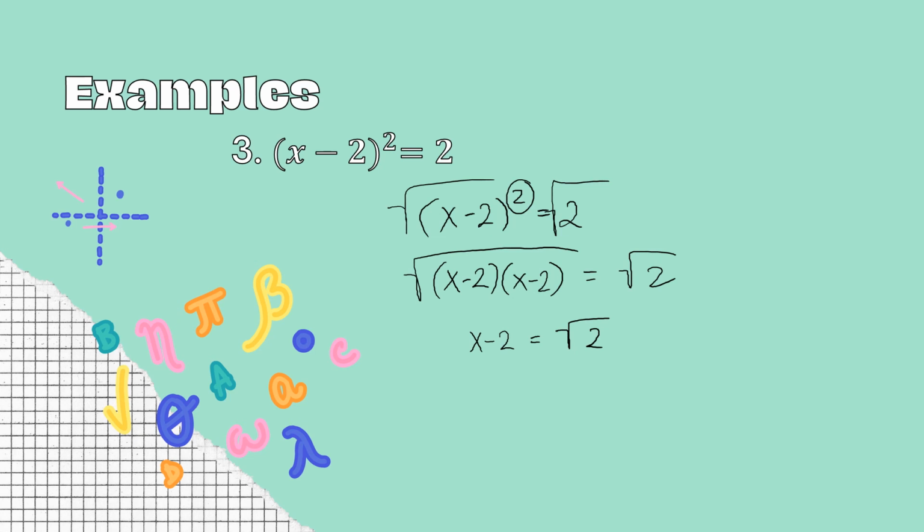Now, we need to leave x at the left side. So, we add positive 2 on both sides. So, you have x minus 2 plus 2 is equal to square root of 2 plus 2. Therefore, our x is equal to positive, negative, square root of 2 plus 2. Or you can write it also as 2 plus minus square root of 2.